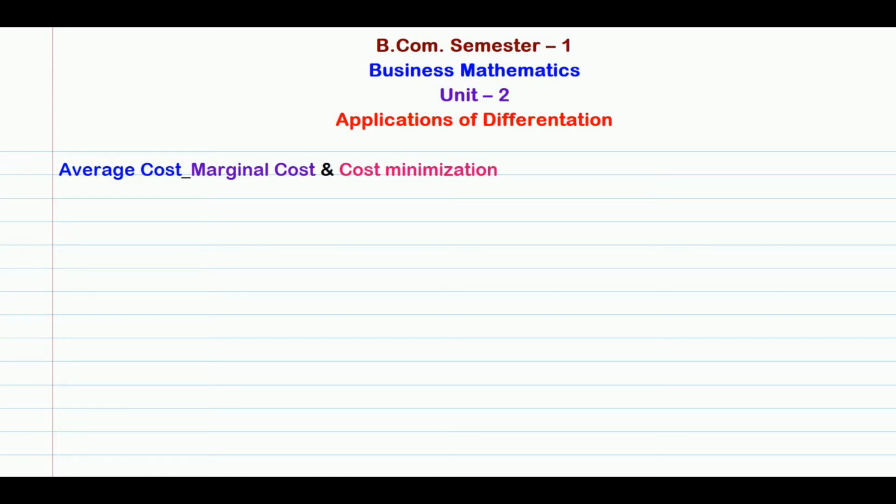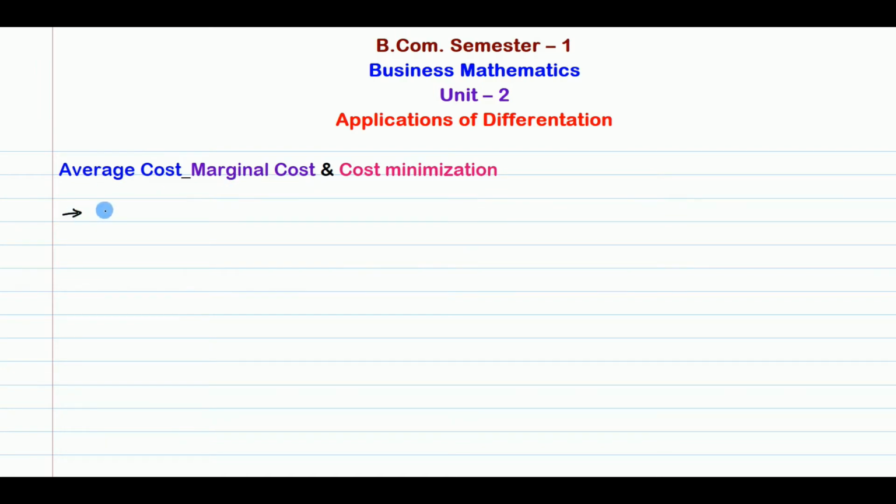Hello everyone. Now in Semester 1 Business Mathematics, Unit 2, Applications of Differentiation, we are going to start our next topic, and that is average cost, marginal cost and cost minimization. First of all, we learn about what is cost, marginal cost and average cost.